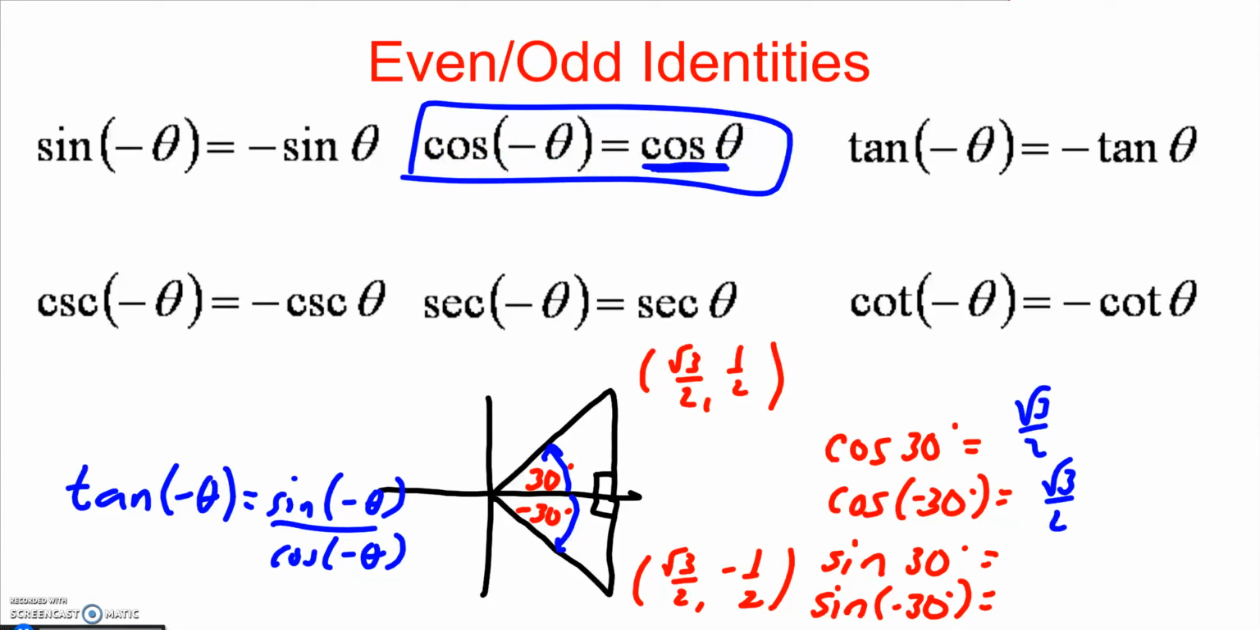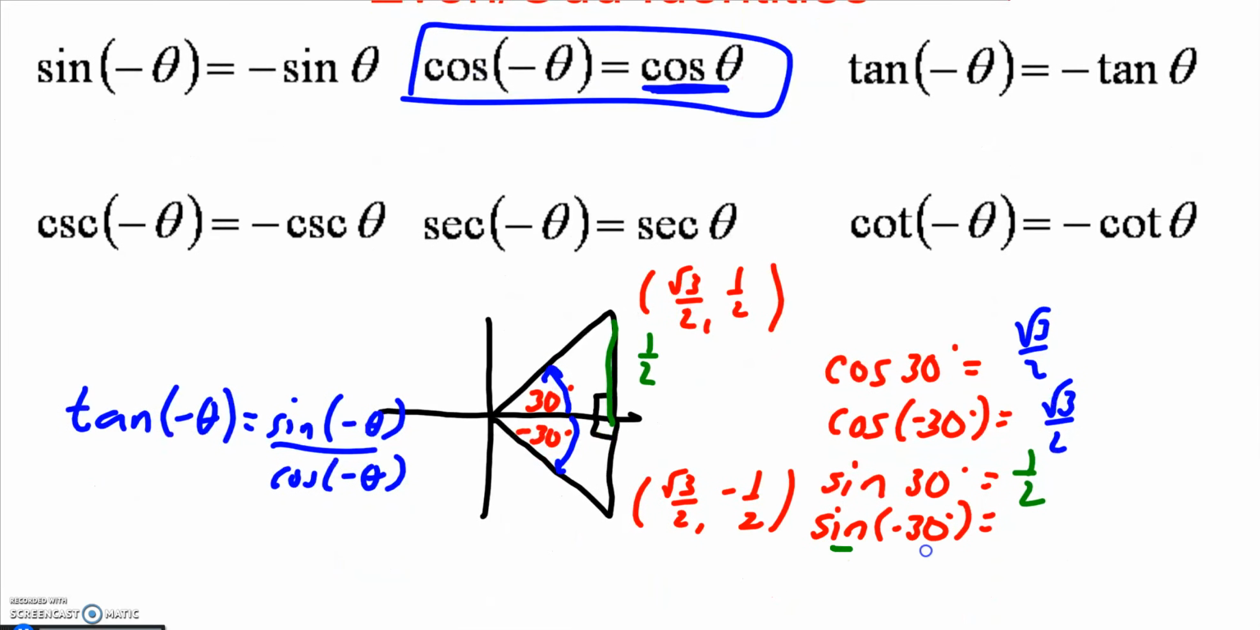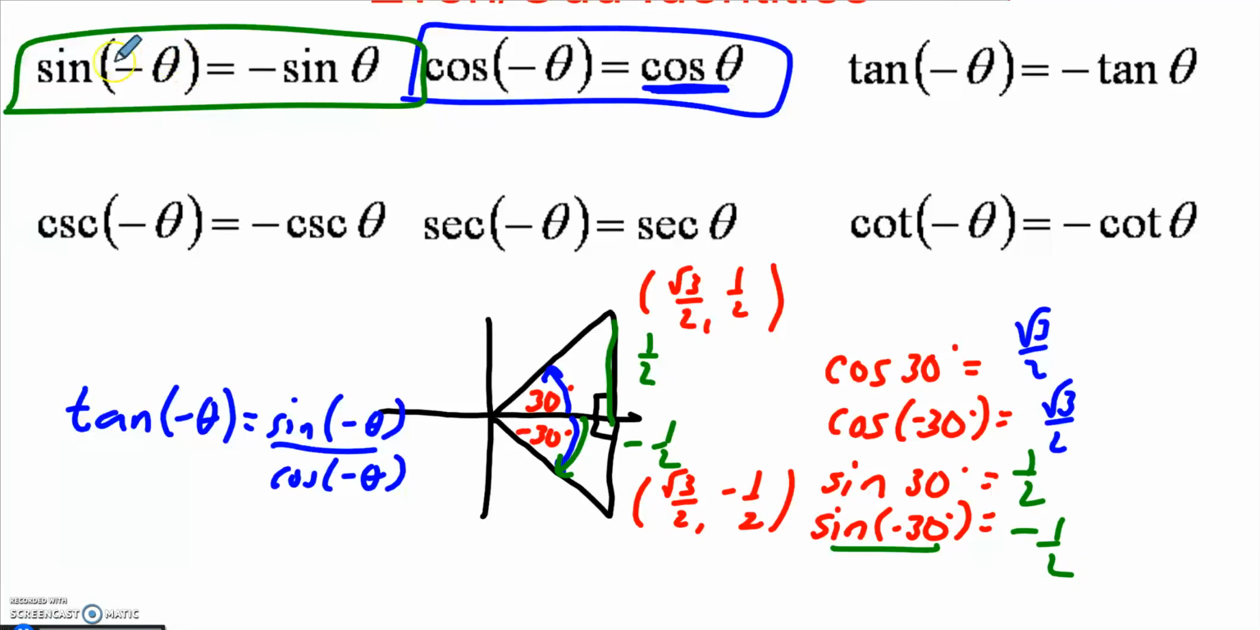However, sine. The sine of 30 degrees is this distance of y, which here is a positive 1/2. So the sine of 30 is 1/2. However, the sine of negative 30, if I go this direction, would be negative 1/2. So that means that if I plug a negative angle value into the sine function, the entire function becomes negative, or the output value is negative.